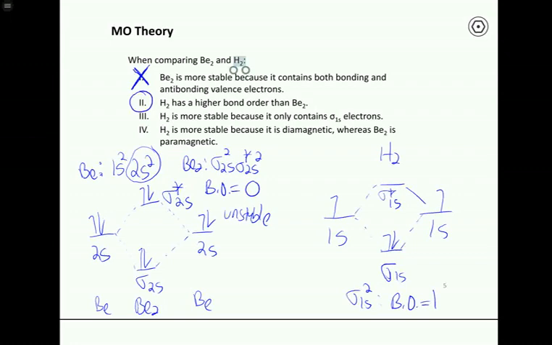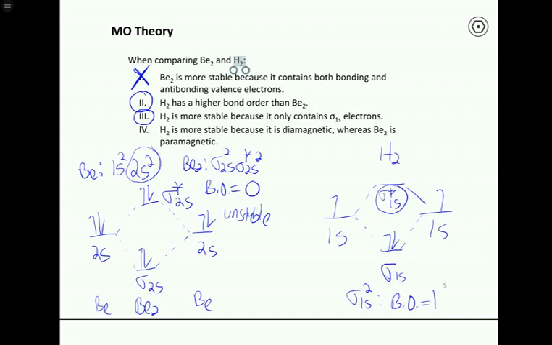H2 is more stable because it only contains sigma 1s electrons. That would also be true because in H2, the sigma star 1s, this orbital here is unoccupied. So we have our antibonding orbital unoccupied, which gives it greater stability. And then finally, H2 is more stable because it is diamagnetic, whereas Be2 is paramagnetic.